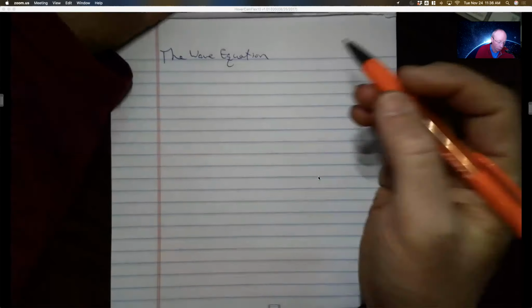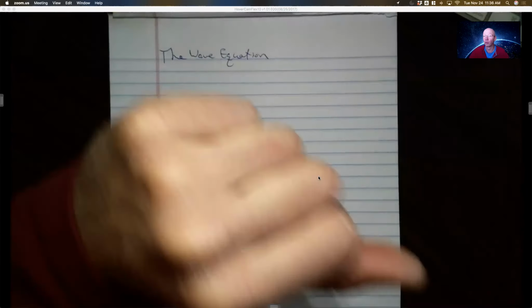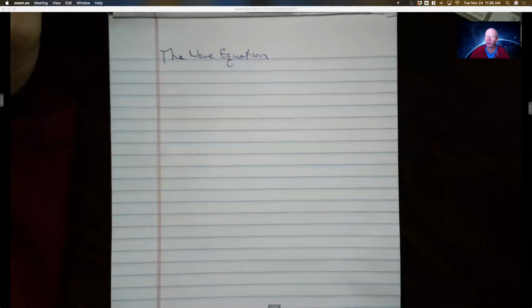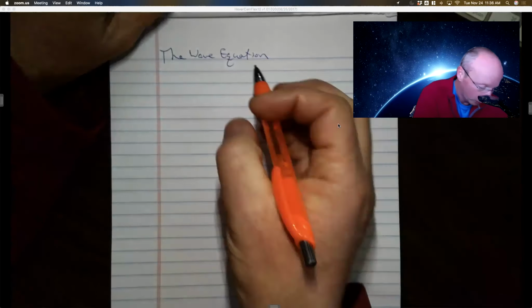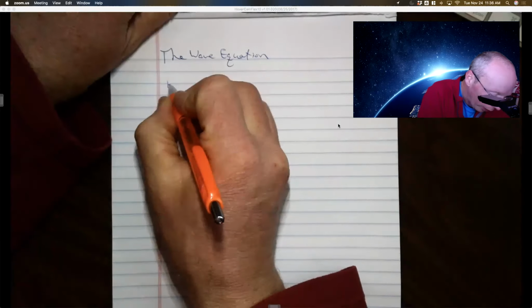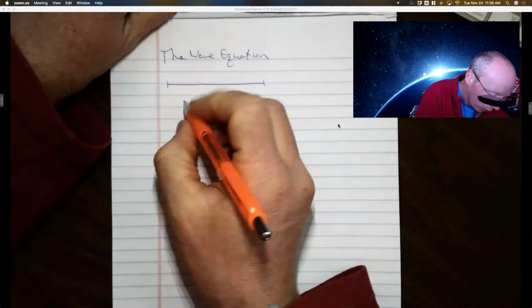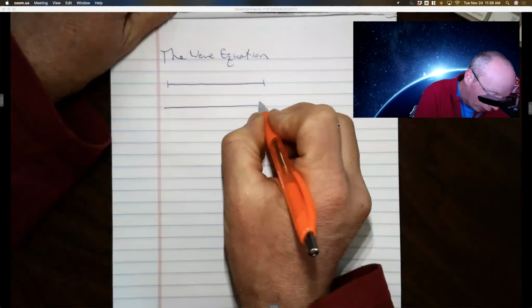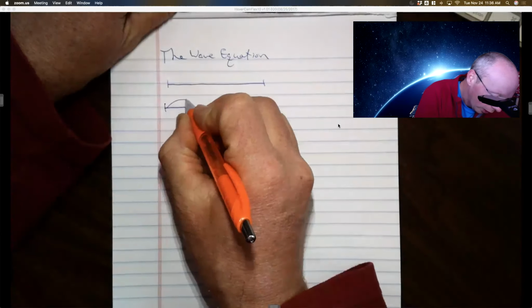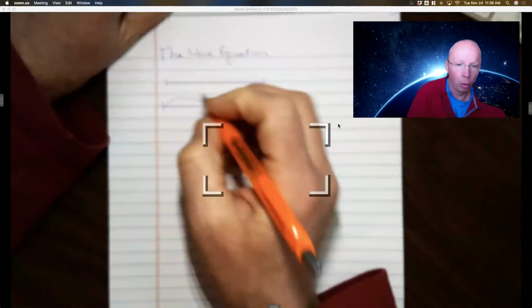You probably have already watched the video on developing the diffusion equation, also known as the heat equation. In this one, imagine that we have a guitar string, and that guitar string is stretched taut and then plucked. Initially we have our string here, and then at some point we pluck the string. We pull part of the string up.